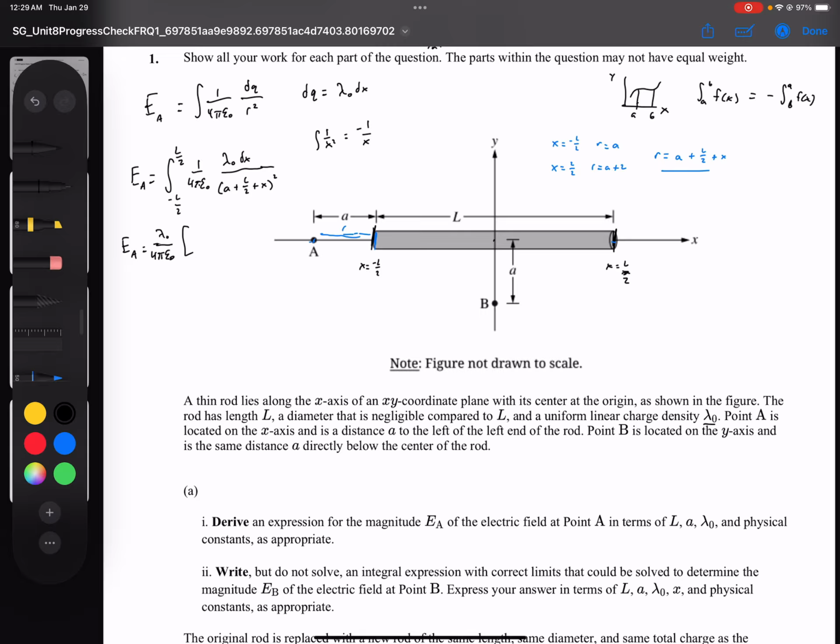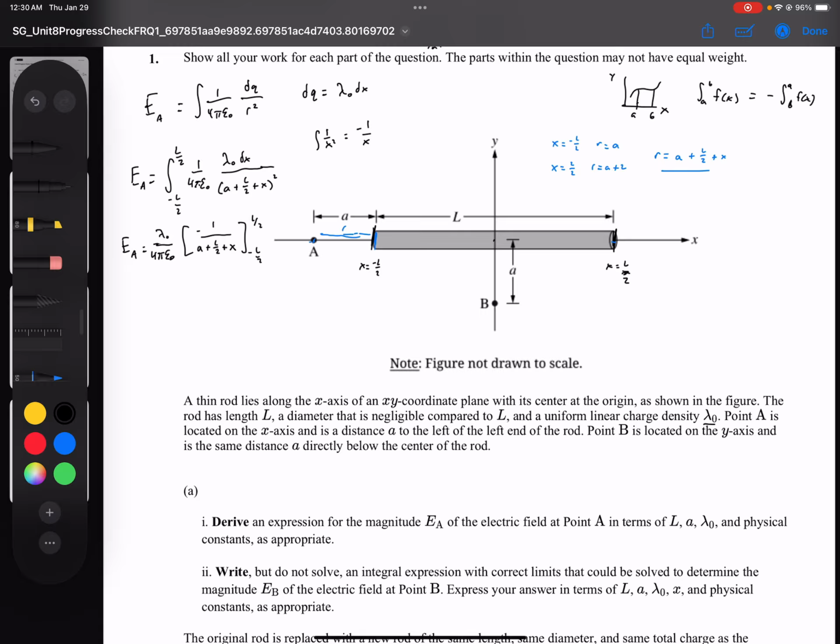And then we know that the integral of 1 over x squared is negative 1 over x. So I have negative 1 over a plus L over 2 plus x in the denominator, and I'm going to evaluate that from negative L over 2 to L over 2. All right.